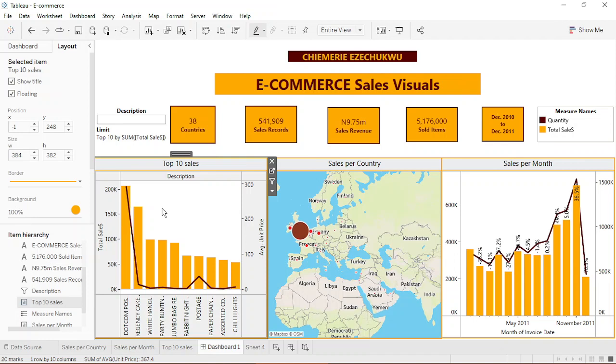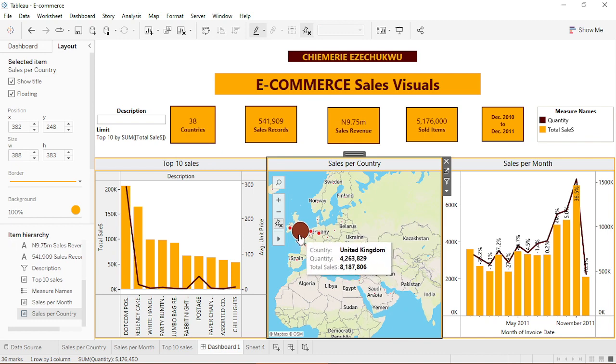Alright, the second question: what are your insights from the two products with the highest sales? I've given them. The next one says, which country made the most sales? We see a case of the United Kingdom, in the second visual, having the most sales, 8.18 million. The most sales: United Kingdom.